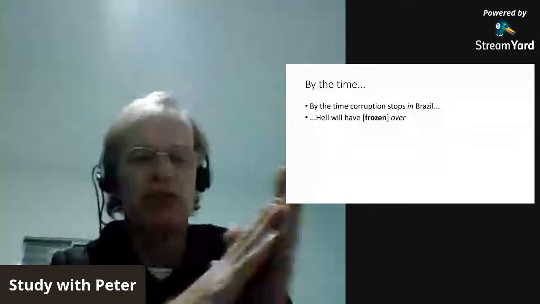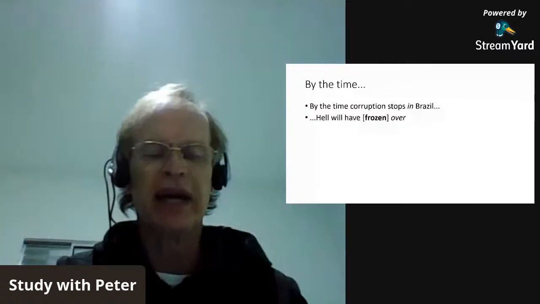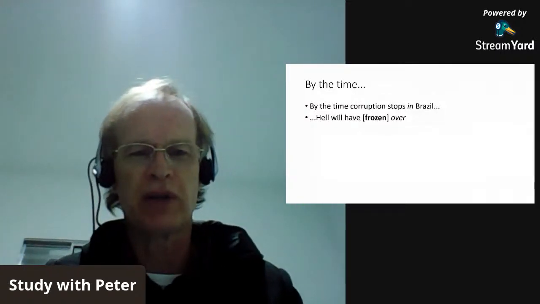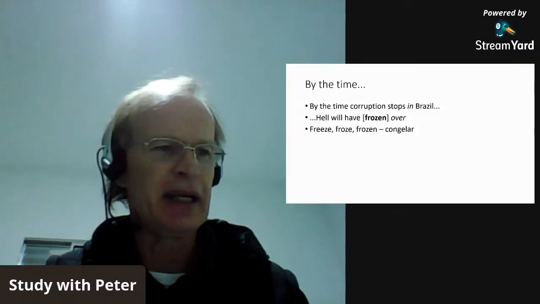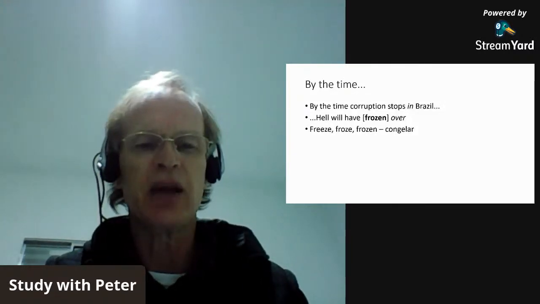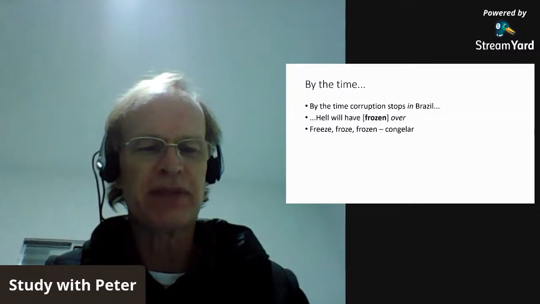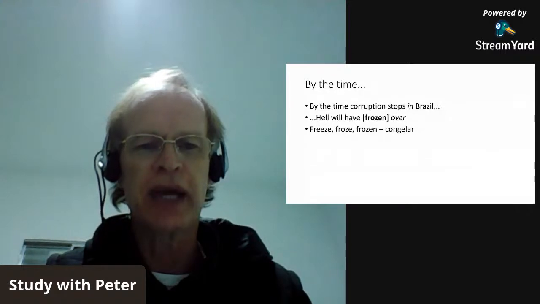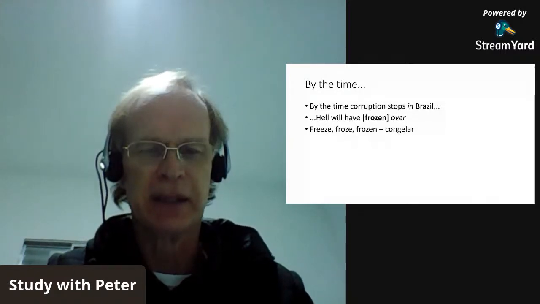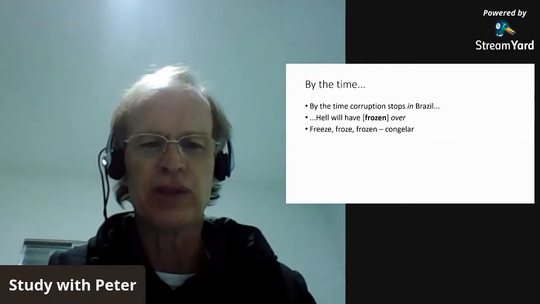This will be a future perfect tense that involves an extended time. Hell will have frozen. Now, you know this word freeze, congelar, se tornar gelo. So freeze, froze, frozen. And everybody has a freezer. What does a freezer do? A freezer freezes. So the verb is freeze, froze, frozen.